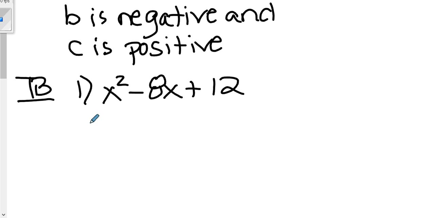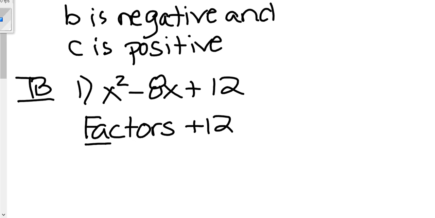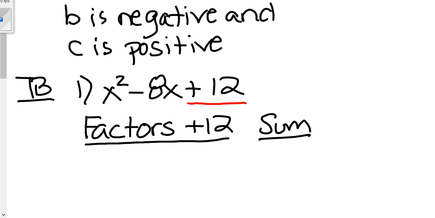Okay, next, this is example 2 of your day 1 lesson. Example 2 is going to show when B is negative and C is positive. We're still using our factor sum method, and we're going to find factors of positive 12, and we're still going to get their sum. So we're finding our factors of positive 12 to get our sum negative 8.